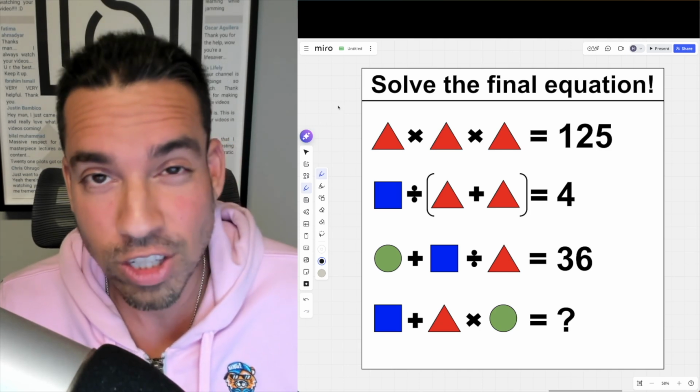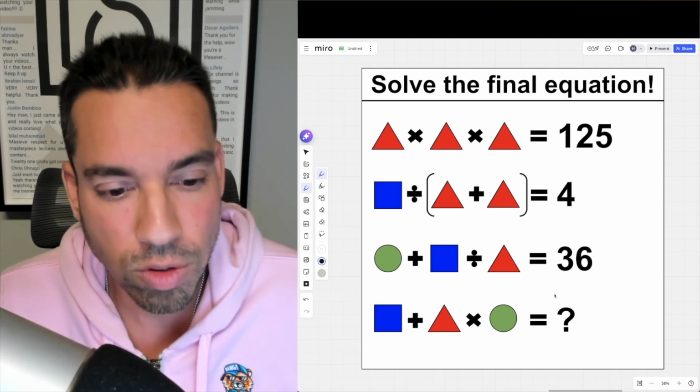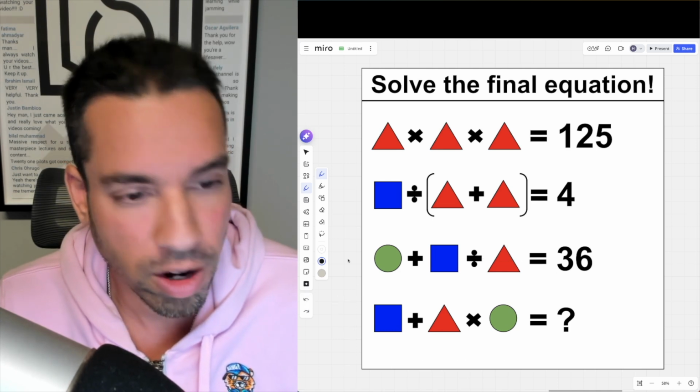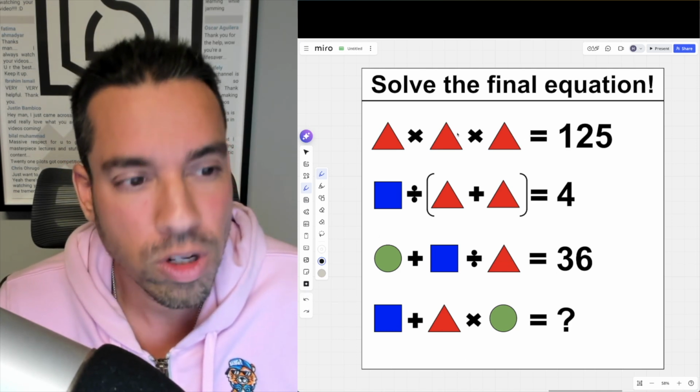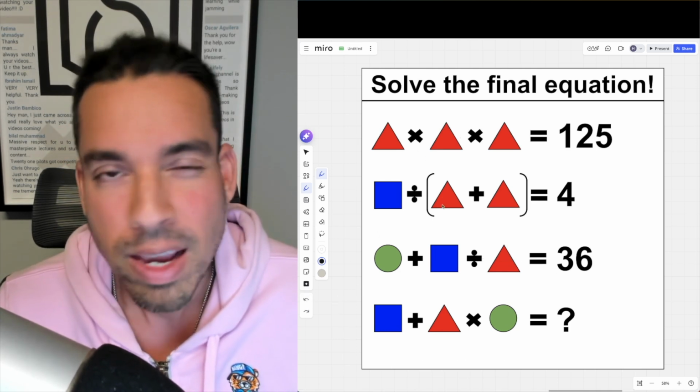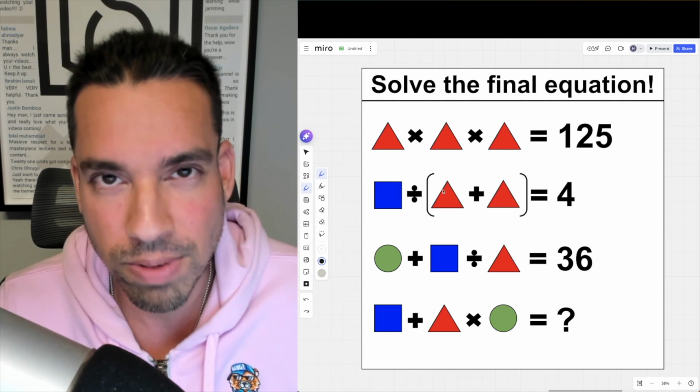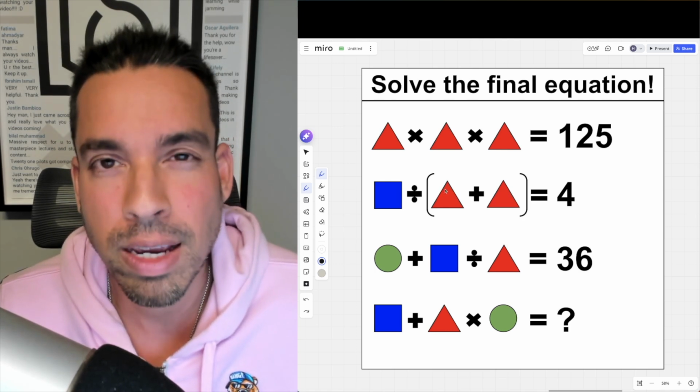In this one, the question is as follows. Solve the final equation right there. And you've got to figure out the value of each of these symbols by going from top to bottom. Hit that pause button and see if you can figure it out. When you're ready, hit play, and I'll give you the explanation.